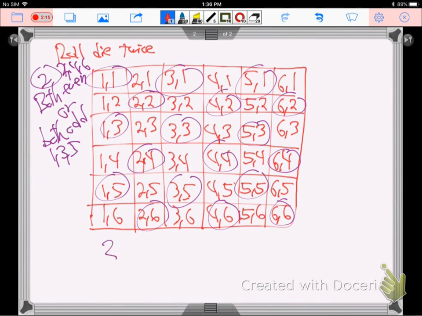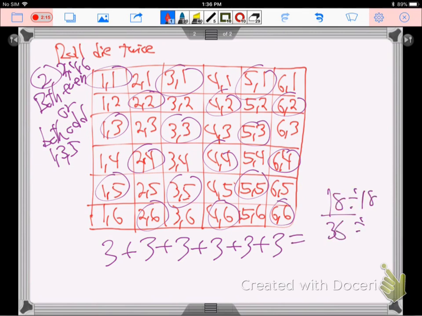All right, so there's 3 results here, 3 results here, 3 results here, 3 results here, 3 results here, all the way. It's 18 out of 36. Divide top and bottom by 18, actually, or just comes out 1/2. Half the time, you'll get both dice even or both dice odd. Is what that means. Half the time you won't. Half the dice will be 1 even, 1 odd.